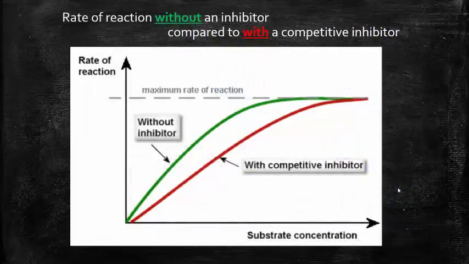So this is a graph of the effects of a competitive inhibitor versus the enzyme reaction without an inhibitor. So we saw this graph before. The green line represents the enzyme substrate interactions without an inhibitor. And it's got that nice curve, and then it reaches its maximum rate or velocity. Then we see with the competitive inhibitor, it takes a lot longer for it to reach that saturated part. So a competitive inhibitor slows down the rate of reaction.